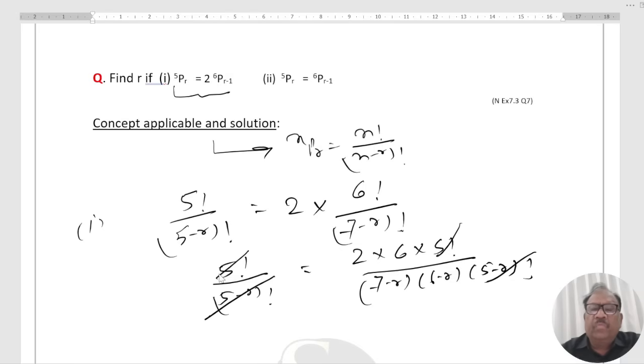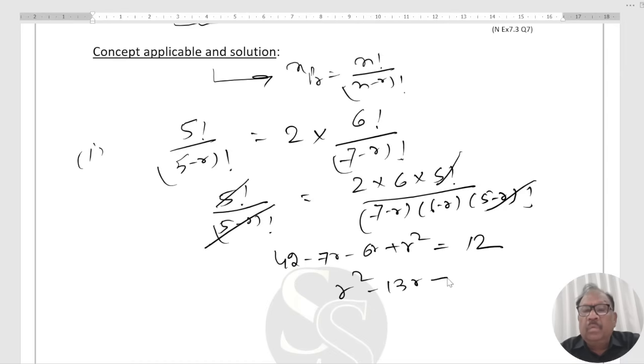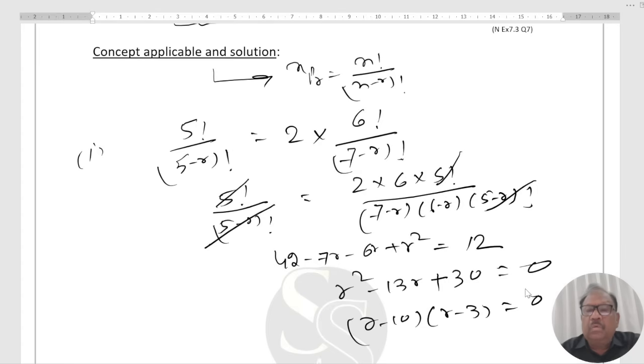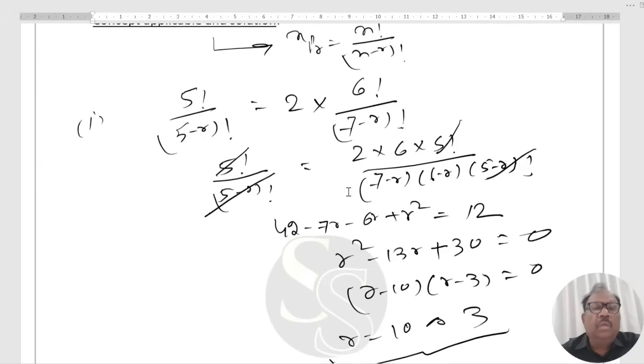This goes, this goes. Remaining is, this comes out to 42 minus 7r minus 6r plus r square equals 12. So r square minus 13r plus 30 equals 0. (r minus 10)(r minus 3) equals 0. Then r equals 10 or 3. Out of this, one is to be selected, one is to be rejected.